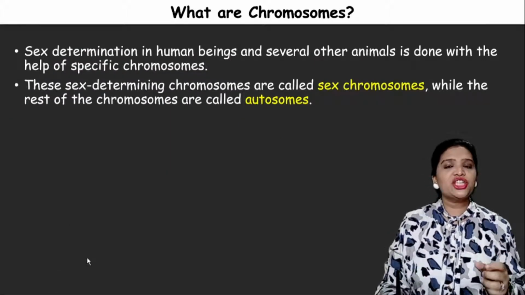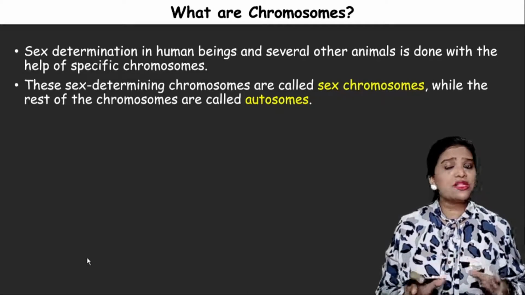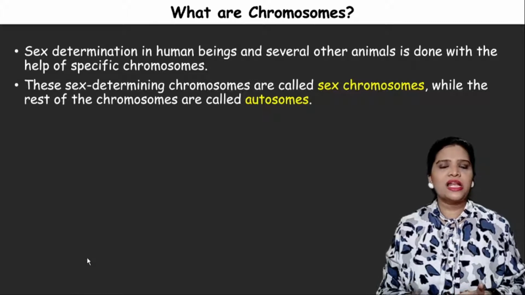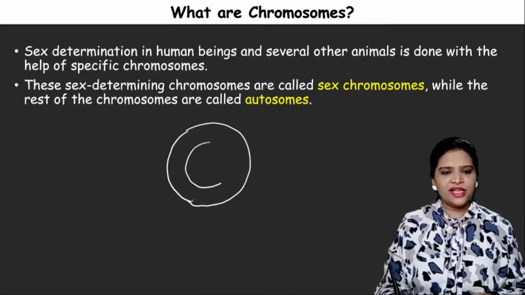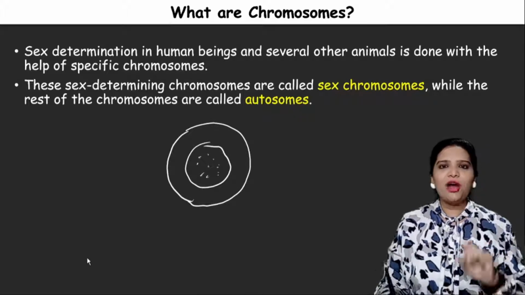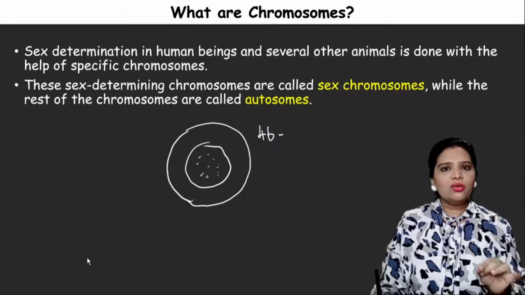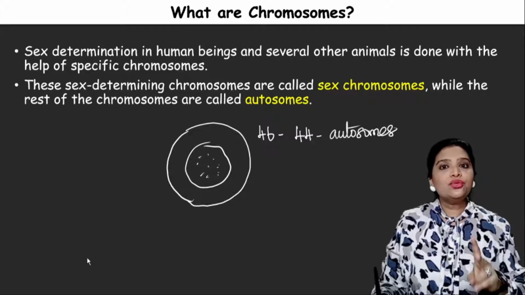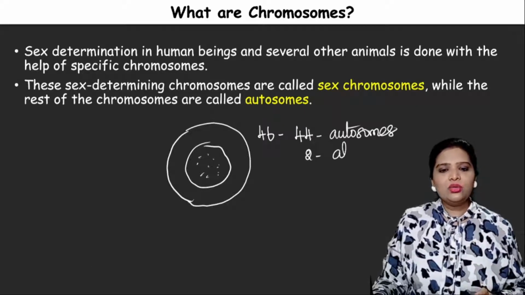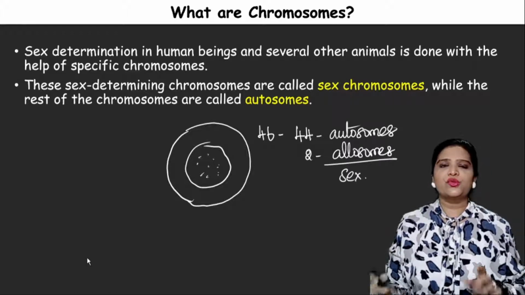So sex determination in human beings, mammals and all the higher organisms is done with the help of specific chromosomes which are called as sex chromosomes. Suppose, say for example, take a human cell. In the human cell, inside the nucleus, we have the chromosomes, right? How many chromosomes are present? We have 46 chromosomes. Out of this 46 chromosomes, 44 chromosomes are called as autosomes, okay, and 2 chromosomes are called as allosomes or sex chromosomes. The other name for allosome is sex chromosomes, okay.